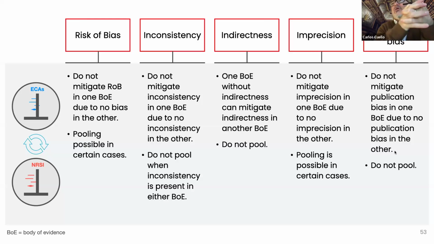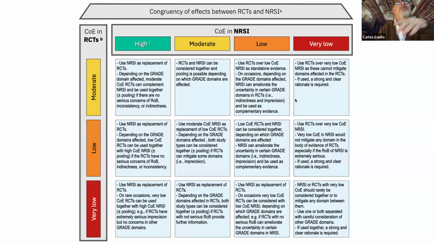So we do not recommend mitigating for publication bias in one body of evidence due to the other, and not pooling, because usually the reasoning for the publication bias might be different between RCTs and observational studies. So these were the main messages or conclusions from all our meetings with the GRADE non-randomized studies working group. And based on that, we ended up with a final infographic or figure to put all this together.